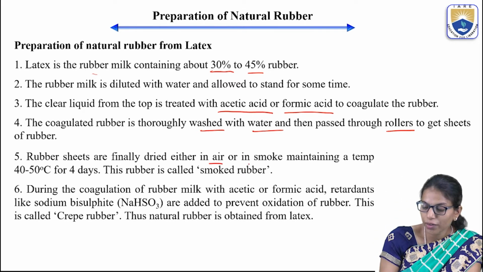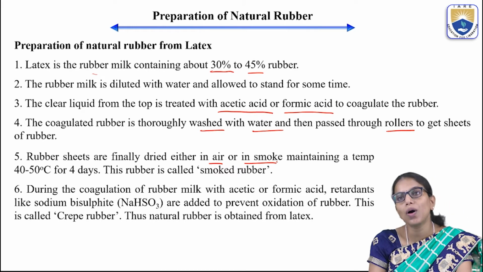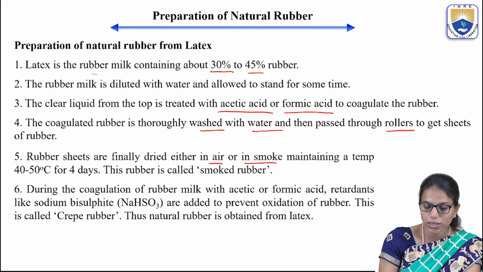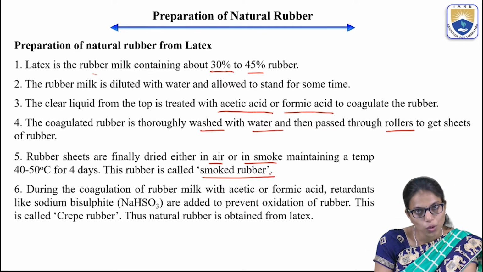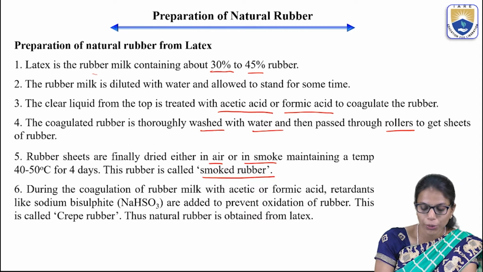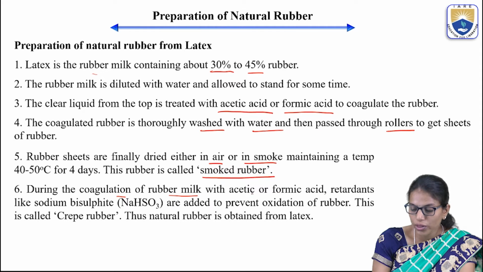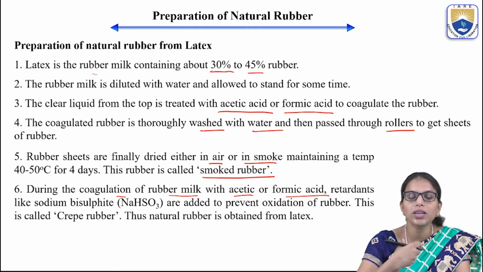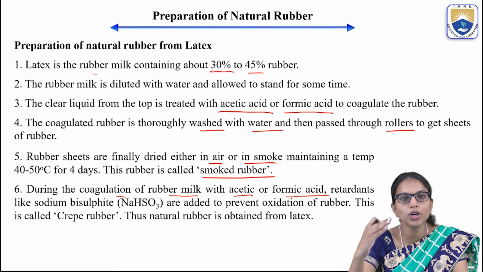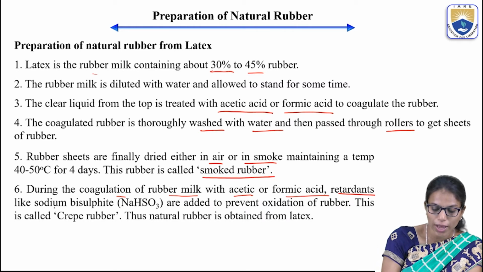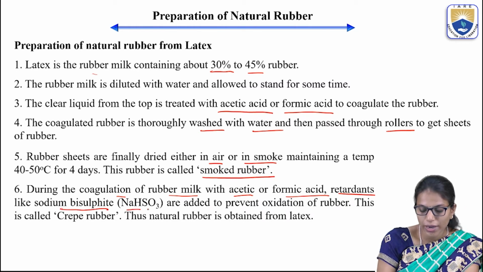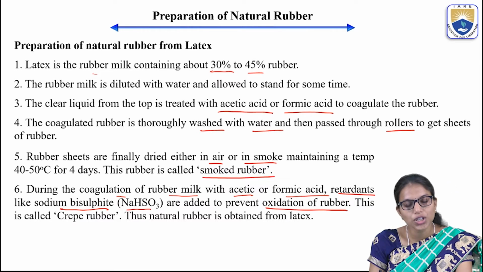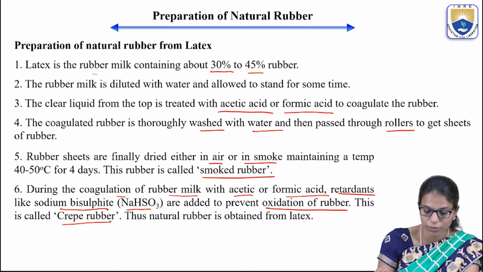If the drying is done in smoke, maintaining the temperature at 40 to 50 degrees centigrade for 4 days, then the rubber is called smoked rubber. While coagulating the rubber milk with acetic or formic acid, retardants, which decrease the rate of formation of rubber, are used, like sodium bisulfite, NaHSO3, added to prevent the oxidation of the rubber. This is called crepe rubber.